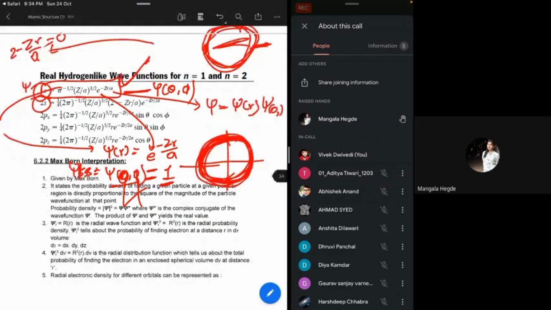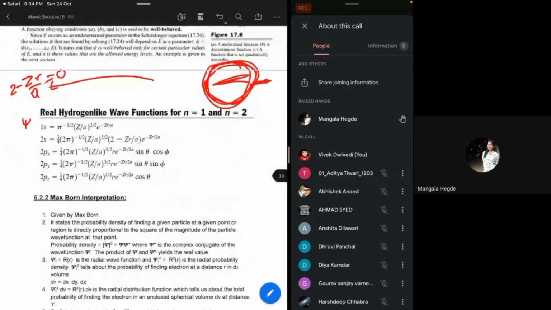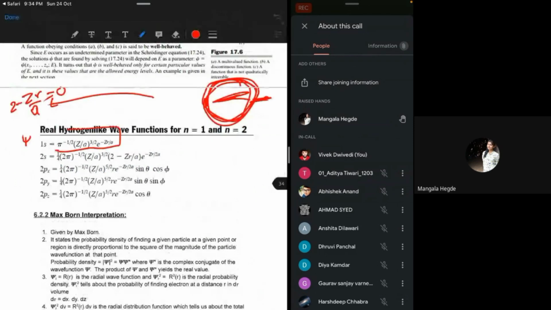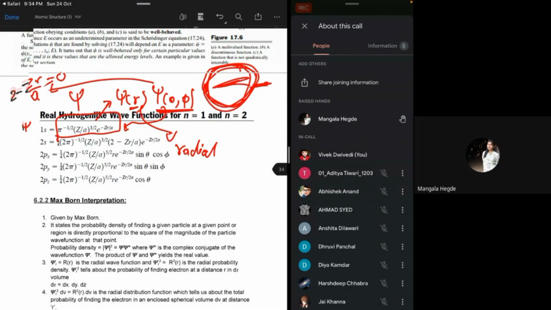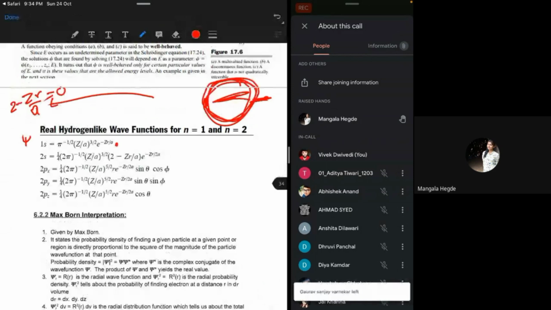No, no, you did not understand. This is a function in terms of r, right? Psi r. So it is in terms of radial. I told you there should be a radial part of the wave function and an angular part, theta and phi. But where is it here? It is just equal to 1.